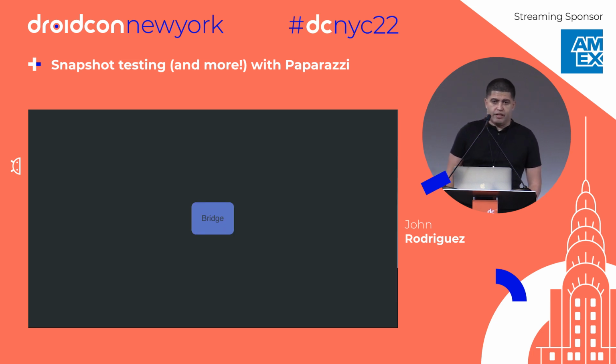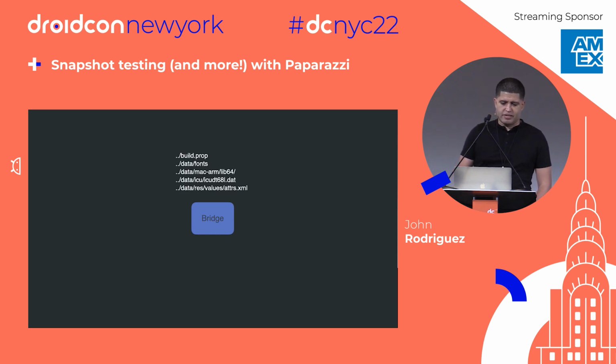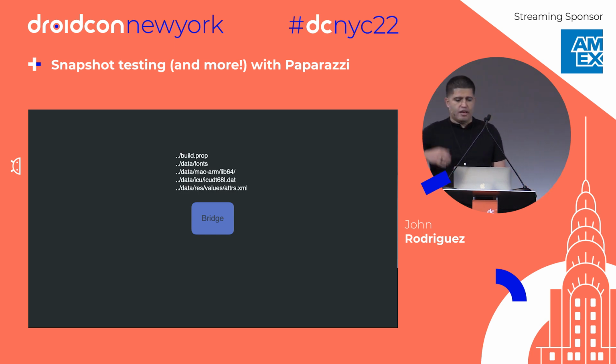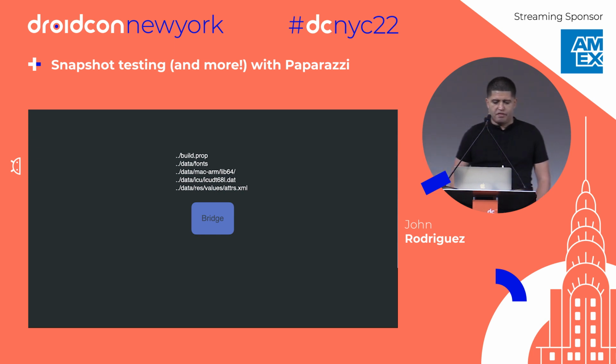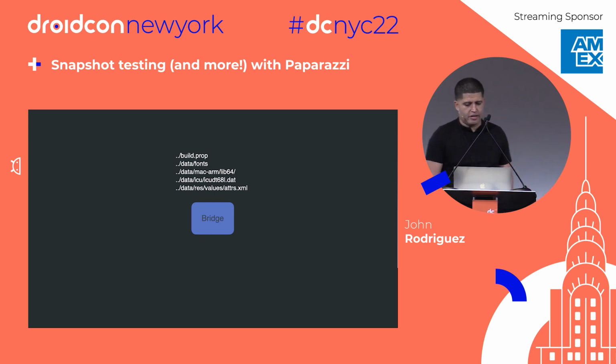So core to LayoutLib is this class called Bridge. Bridge is passed a series of parameters, basically file paths, where it'll find your build properties, where your fonts are located, calendar data, and along with some shared libraries, which I'll talk about in a second. But think of Bridge as the Android runtime analog.